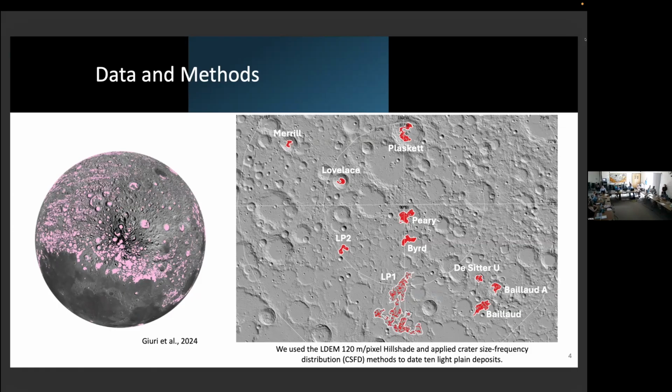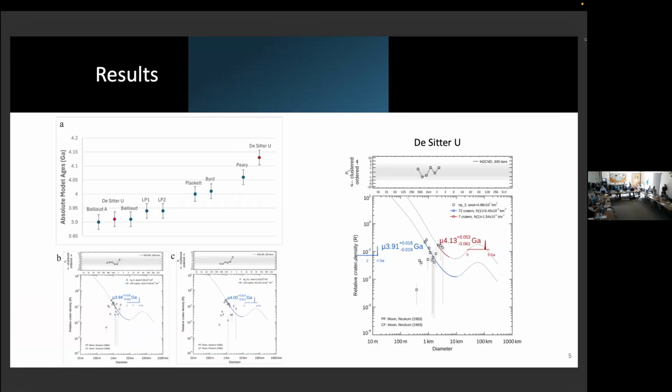Okay, so we picked 10 to start with, I thought, and then I said, yeah, that's enough. We chose those and we used the LDM 120 meter per pixel hillshade. Next slide, please. So then what we did, I can't see it, I am sorry. What we did is we exported those measurements from CraterTools, and we used CraterStats and Open CraterTools like we all know.